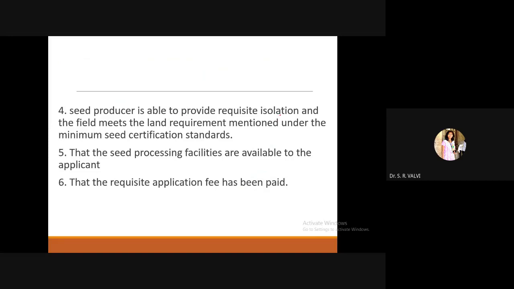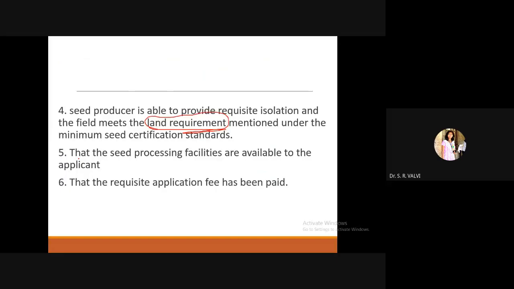Okay. Means your field should be a somewhat isolated one, and that field should meet the land requirement mentioned under minimum seed standards. So here the land requirement is also a very important factor, I can say.